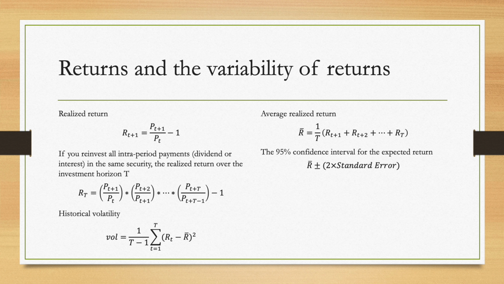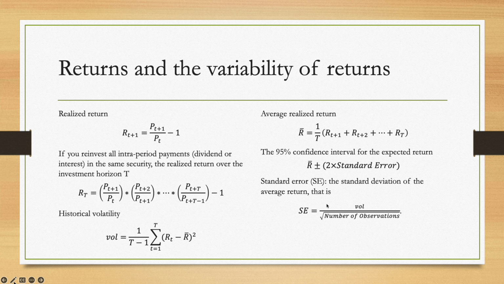The 95% confidence interval for the expected return is the average realized return plus or minus 2 multiplied by the standard error. And the standard error is the standard deviation of the estimated value of the mean of the actual distribution around its true value. So it is the volatility divided by the square root of the number of observations.